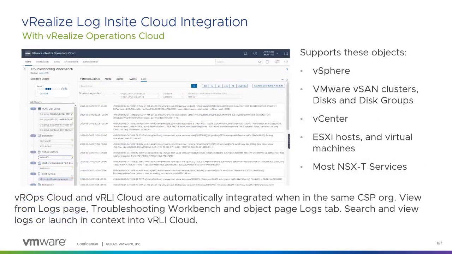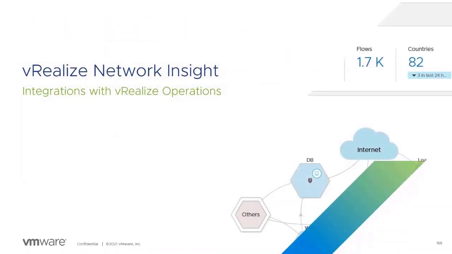Let's now look at vRealize Log Insight Cloud integration with vRealize Operations Cloud. This integration is automatically configured when you have both products activated within the same CSP org. For cloud, most of the vSphere and NSX-T objects are supported with the integration, which allows you to view in-context logs and launch Log Insight in context from the Logs page, the Troubleshooting Workbench, or the Object Details Logs tab.